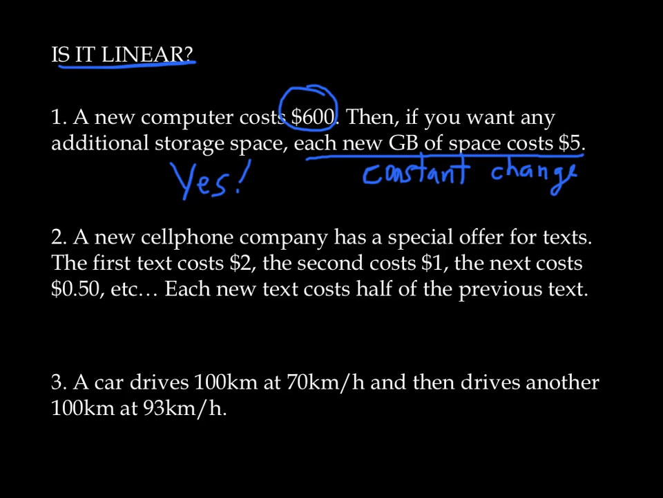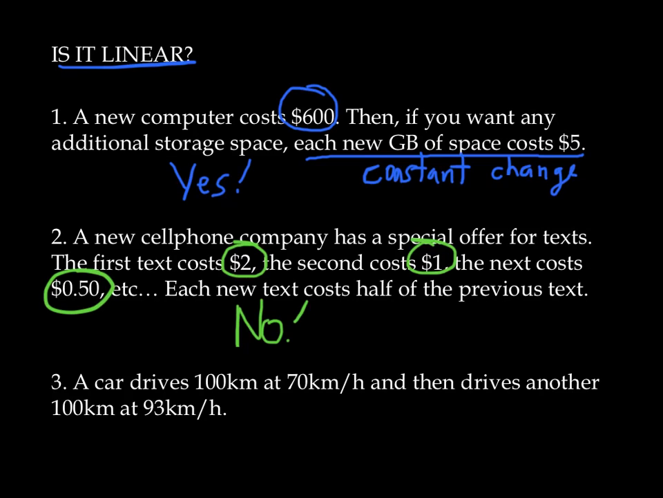Okay, so welcome back. Here we go. The question is it yes or no? The first one, or question 2, that is no. The cell phone plan is not linear because the cost changes, right? At first it's $2, then it's $1, then it's 50 cents, then I guess the next text is 25 cents, and so on and so forth. Every single new text changes in cost, so there is not a constant rate of change.